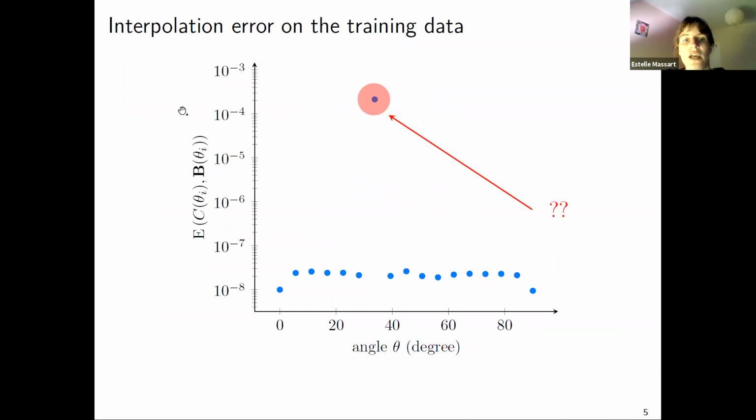So essentially, this is the interpolation error on the training data, and these are very, very surprising results. One of our training points was not interpolated at all by the algorithm, while all the others were very well interpolated.